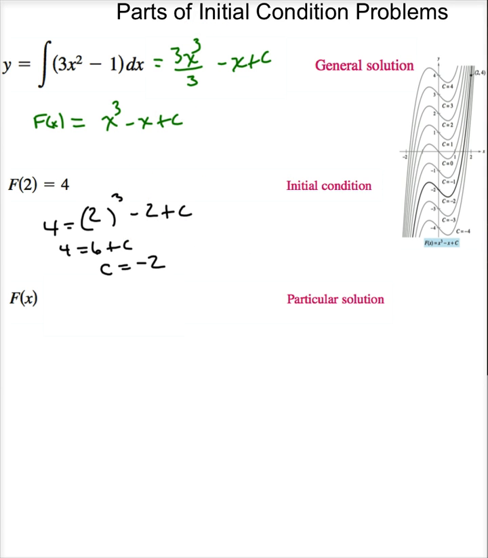And I write that as f of x is equal to x cubed minus x, and I'm going to put in the negative 2. And because I don't like the way that looks, I'll write it this way. So this is my particular solution. The general solution will have a plus c in it. The initial conditions help you see, and the particular solution gives you the one curve that is a solution to the differential equation and passes through the point.